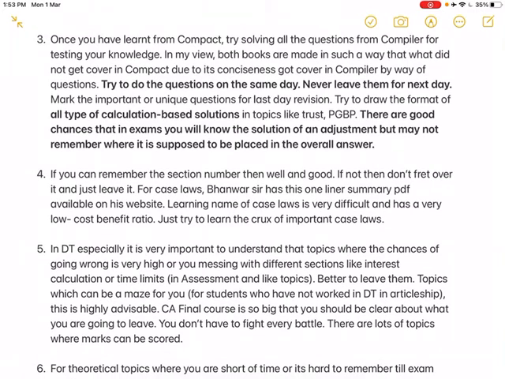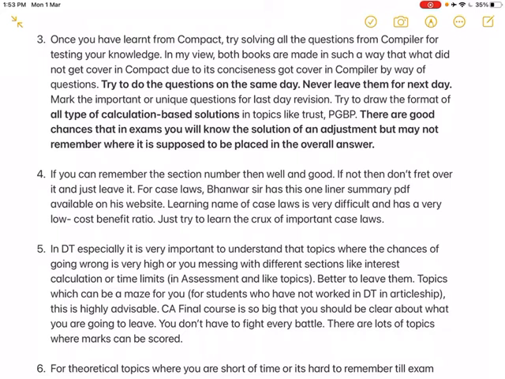The third is, once you have learned from compact, try solving all the questions from compiler for testing your knowledge. In my view, both books are made in such a way that what did not get covered in compact due to its conciseness got covered in compiler by way of questions. Try to do the questions on the same day. Never leave them for next day. Mark the important or unique question for last day revision.